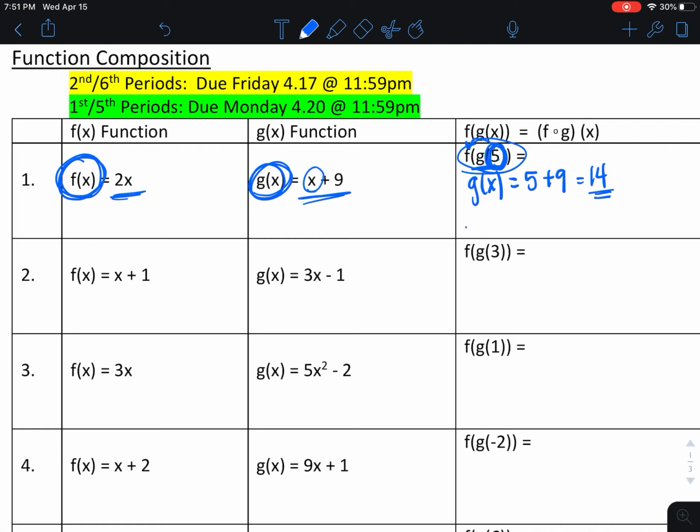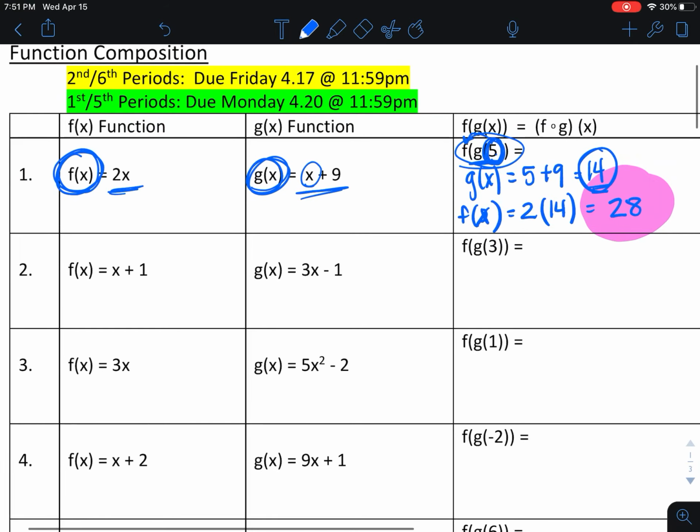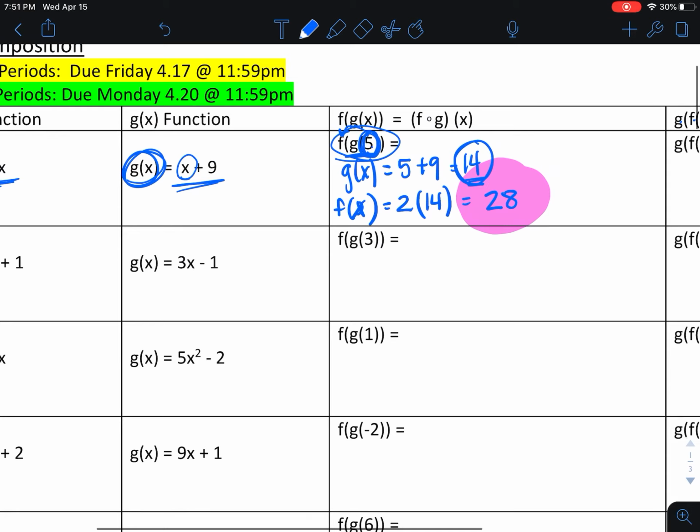My f of x function is 2 times x. So instead of x, I'm going to write what I found when I plugged 5 into my g function to start with. This would be 2 times 14, which gives me 28. So 28 is my answer there. If I'm doing composition of functions, my f of x function is 2x, my g of x function is x plus 9, and I'm finding f of g of x, that gives me 28 as my solution.